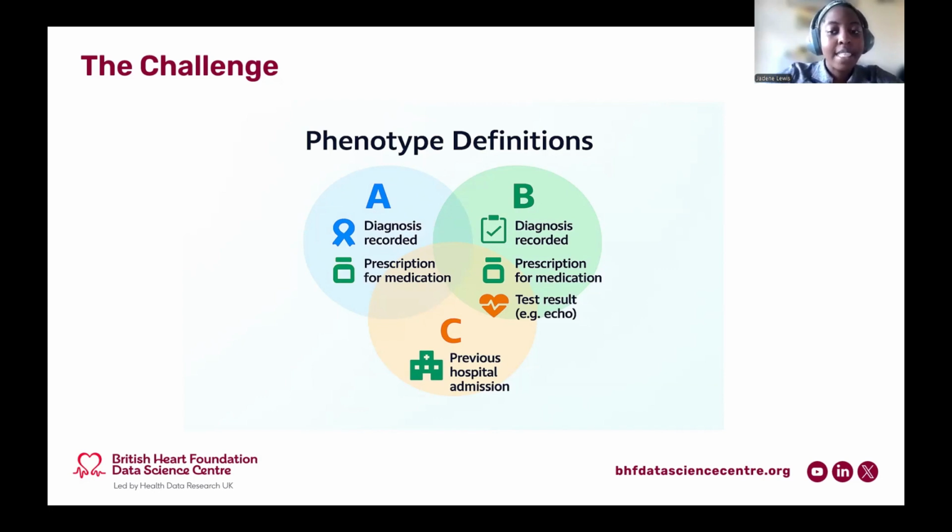This therefore means that two researchers who both say they're studying heart failure might actually be studying quite different groups of patients. This can subsequently affect how common heart failure will appear to be, how sick such patients will appear to be, and therefore how well specific treatments might appear to work. Understanding these differences in phenotype definitions is crucial if we want fair and accurate research.